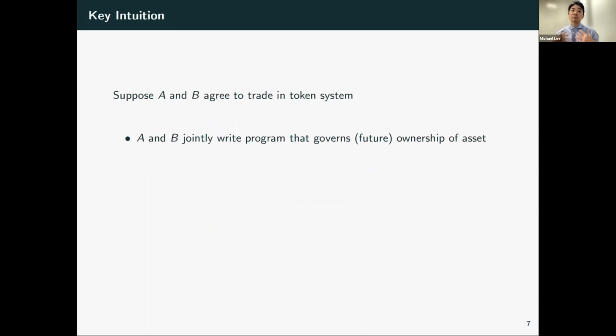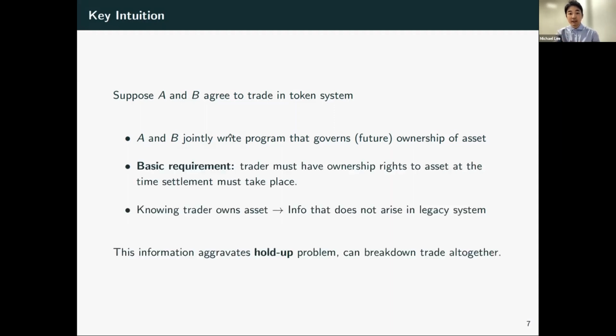Think about A and B, who agree to trade in a token system. A and B can bargain, negotiate, and they jointly write a program that governs the future ownership of the asset so that the asset will be settled in the way that they've agreed upon. What happens in the process is that traders must, however, have the ownership rights to the asset at the time that settlement takes place. In other words, they need to be the owners of the asset in order for them to actually program the asset. Actually, knowing that the trader owns the asset is a form of information that doesn't arise in the legacy system. Because of this incremental information, it can actually aggravate a holdup problem and even break down trade altogether.